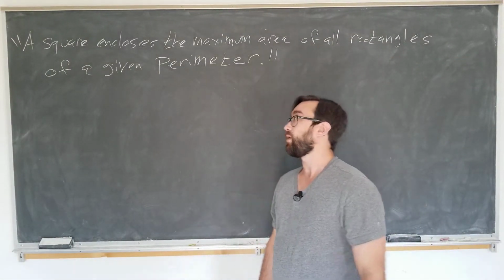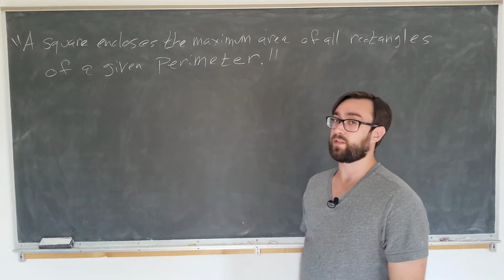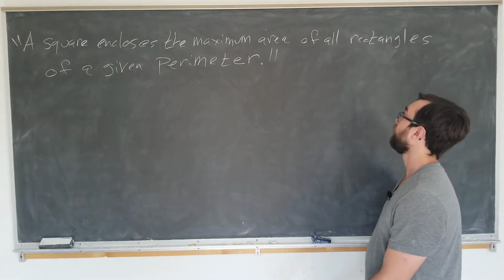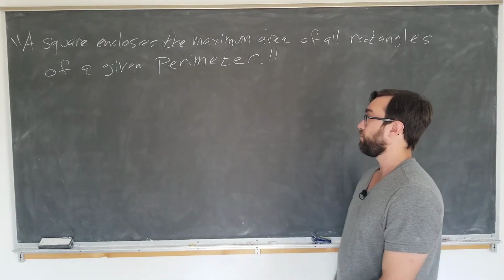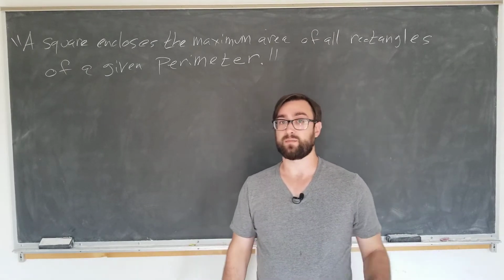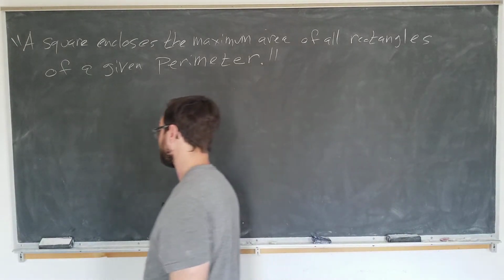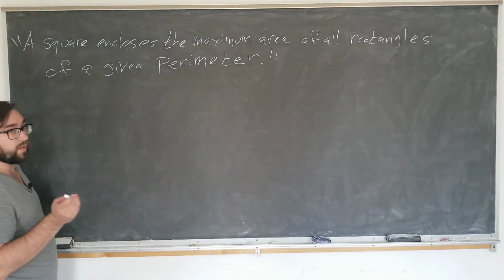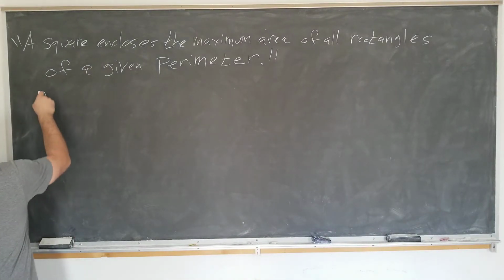Today we'll be talking about the proof of the following statement, that a square encloses the maximum area of all rectangles of a given perimeter. So in some way a square is the most efficient of all rectangles. Let's just go ahead and draw a rectangle so everyone knows what we're talking about.